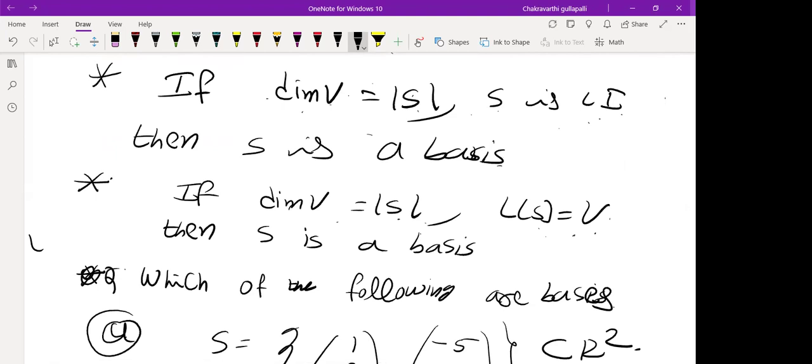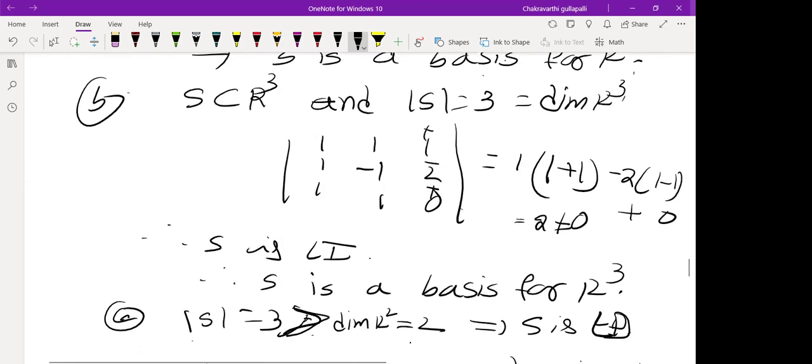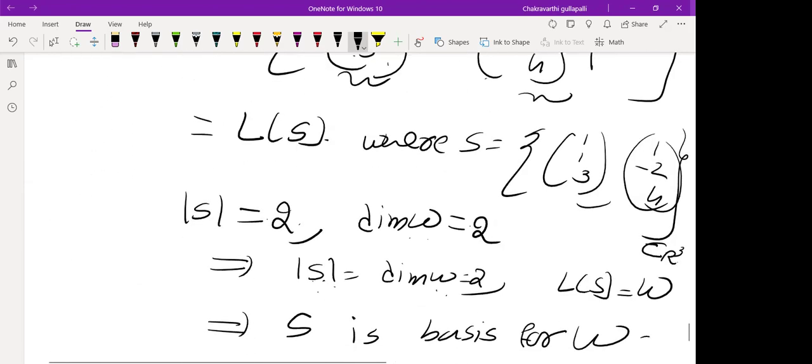So whenever they are coincident, independent basis, if they are equal, L of S equal to V, then S is a basis for V. If it is spanning, then in that case automatically we can say it's a basis. You need not check independence because of that.